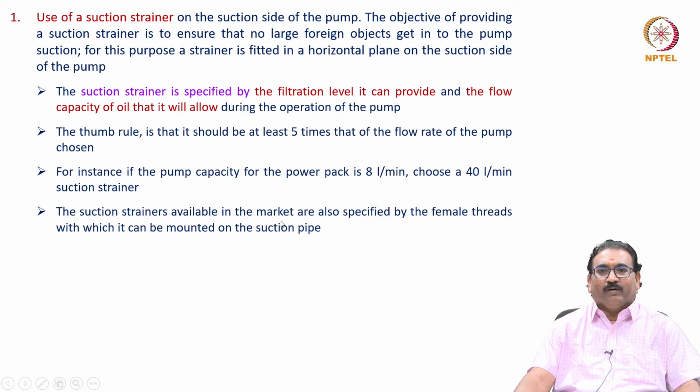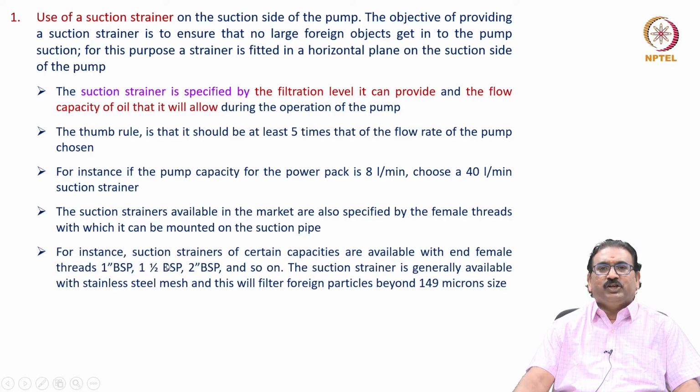The suction strainers available in the market are also specified by the female threads with which they can be mounted on the suction pipe. For instance, suction strainers of certain capacities are available with end female threads of 1 inch BSP, 1.5 inch BSP, 2 inch BSP and so on. The suction strainer is generally available with stainless steel mesh, and this will filter foreign particles beyond 149 micron size.